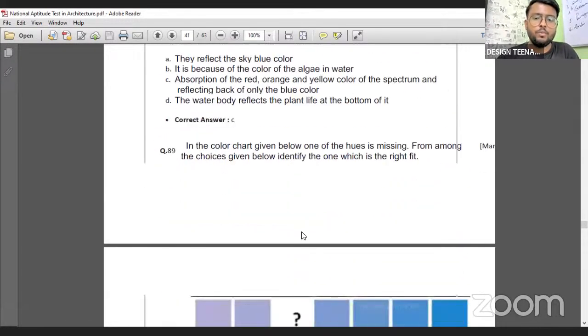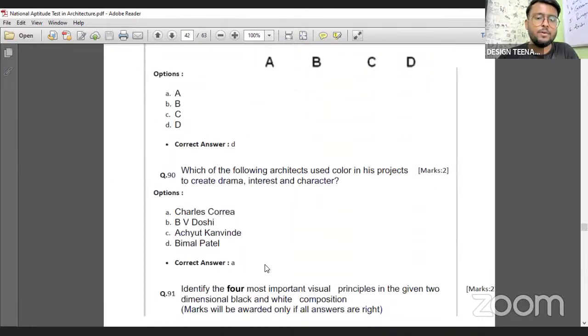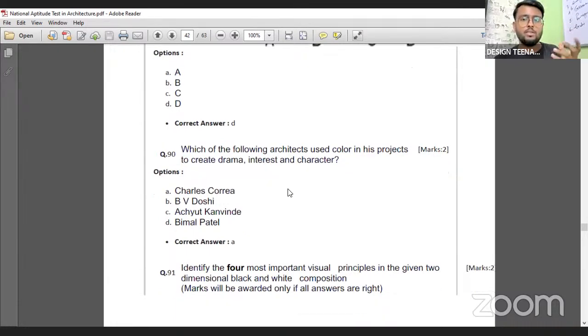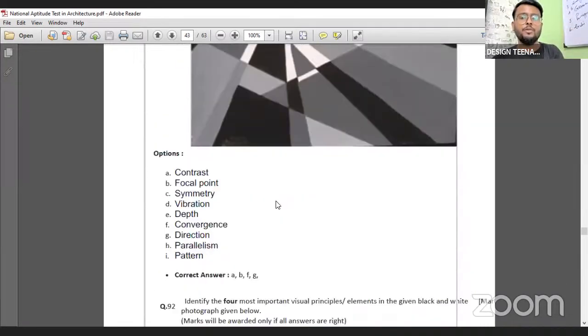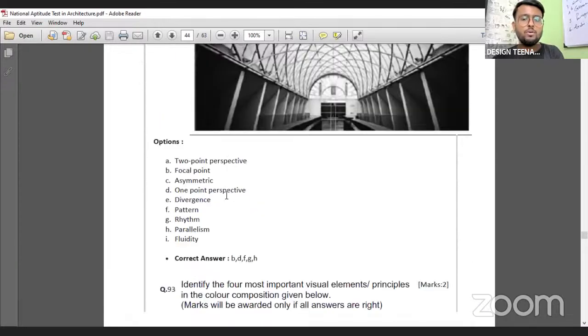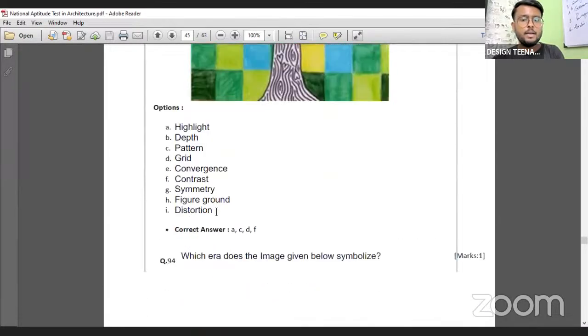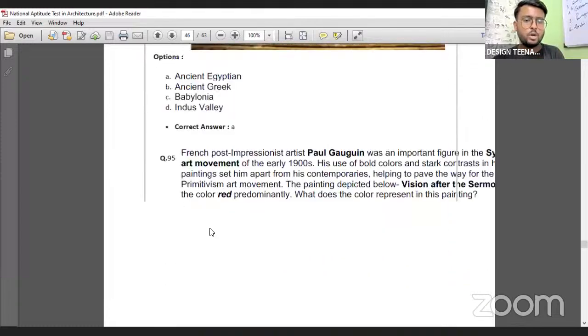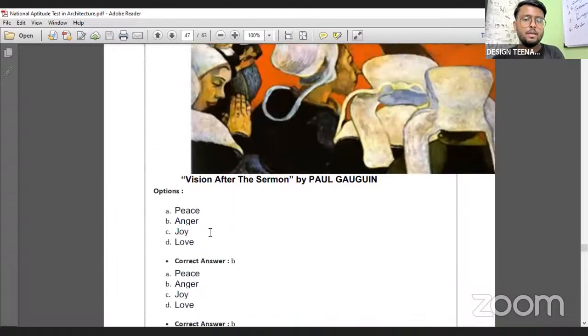So we have discussed this set of questions: a few general knowledge, a few related to architectural structure and materials. General knowledge is something we will be covering. Again, this foremost visual principle thing is what you need to go with. And I guess now we have discussed every sort of question that we have.